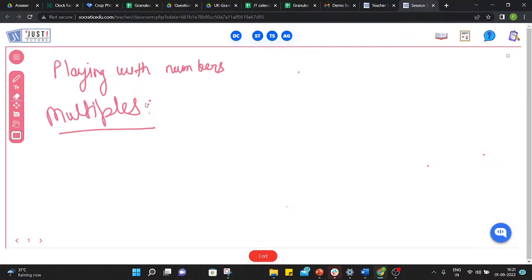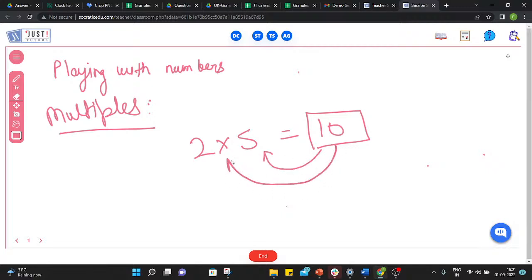When you multiply many numbers or two numbers or three numbers, the number that you get after multiplying those numbers is called its multiple. Okay, let's talk about 10. 2 times 5 equals 10. So 10 is a multiple of 5 and 2.